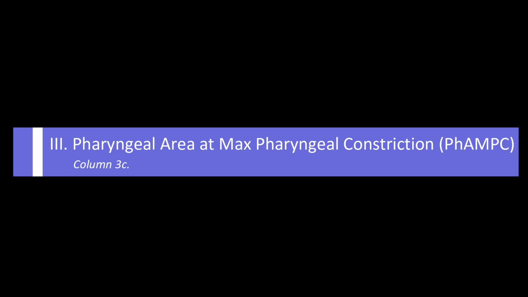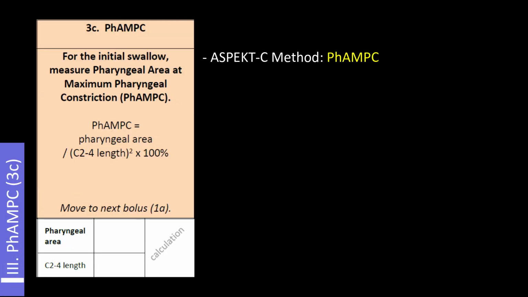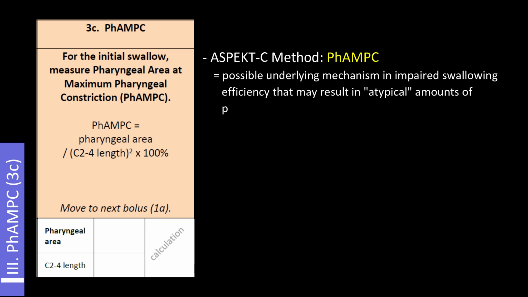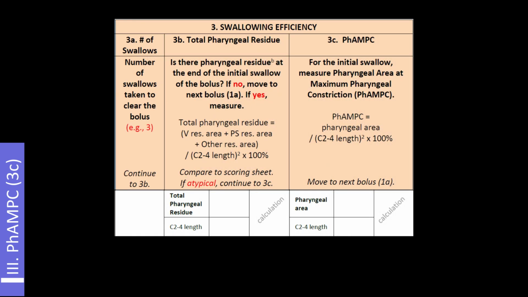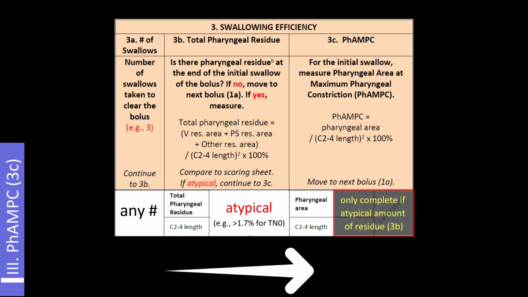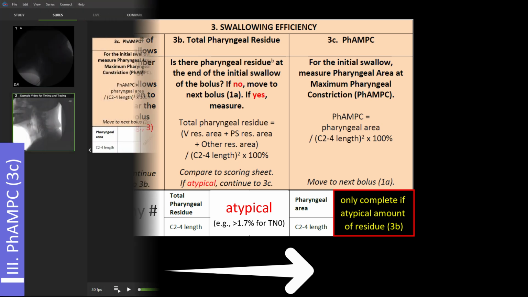The final parameter we will demonstrate is how to measure pharyngeal area and maximum pharyngeal constriction, or PhAMPC. In the ASPEKT-C method, this parameter is thought to be a possible underlying mechanism in impaired swallowing efficiency that may result in atypical amounts of pharyngeal residue. Of note, based on the flow of the ASPEKT-C worksheet, PhAMPC will only be measured if there was an atypical amount of total pharyngeal residue identified for that bolus trial. If there was no pharyngeal residue or typical residue was measured on that trial, there is no need to measure PhAMPC, and this column may be left blank.